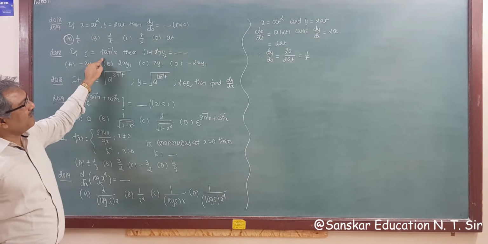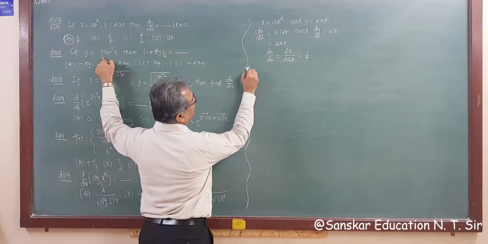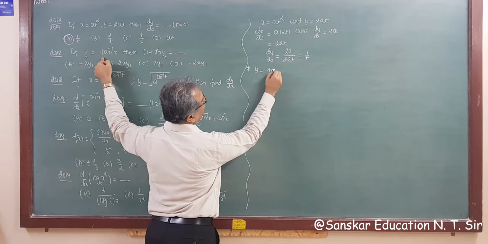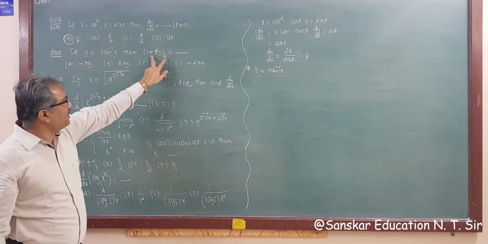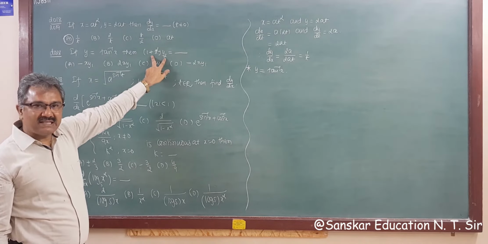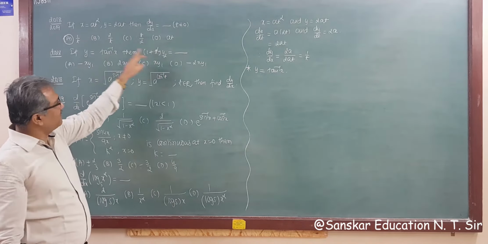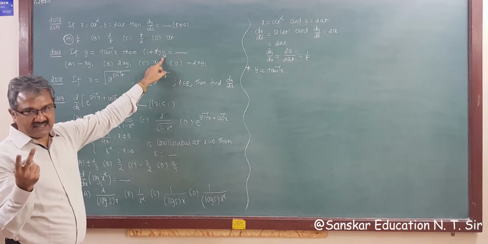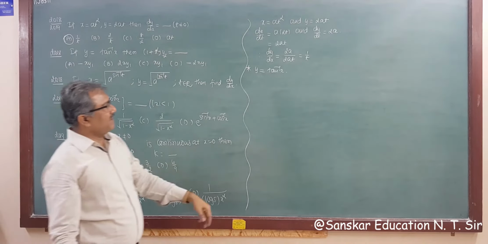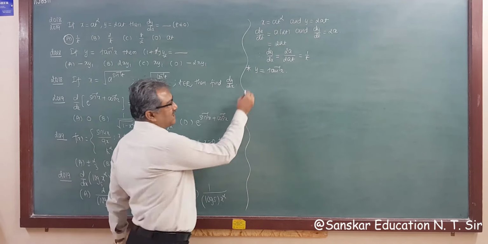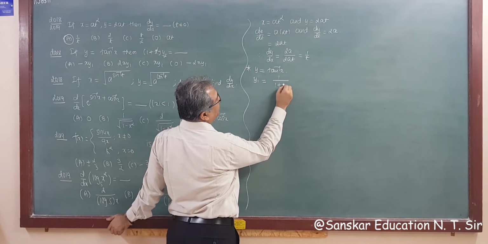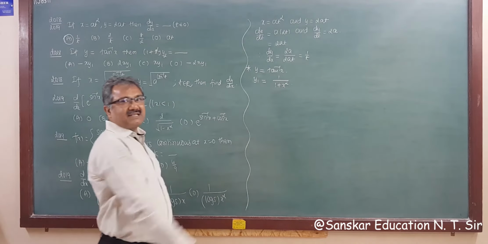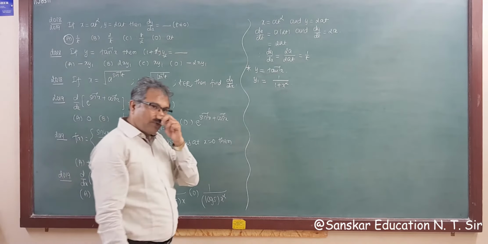Now the next question is also from 2018. If y is equal to tan inverse x, so what is given? y is equal to tan inverse x. Then (1 plus x square) into y2. That means we have to differentiate this function with respect to x two times, first derivative and second derivative. So differentiating this function with respect to x, y1 is equal to 1 upon 1 plus x square. The derivative of tan inverse x is 1 upon 1 plus x square, that you know very well.